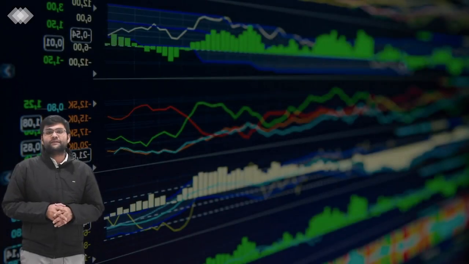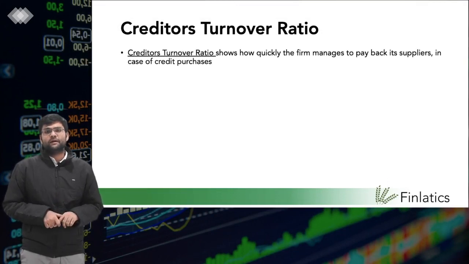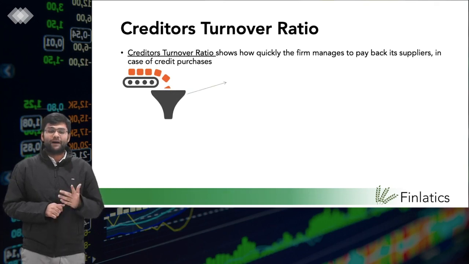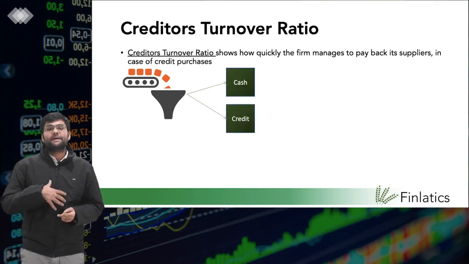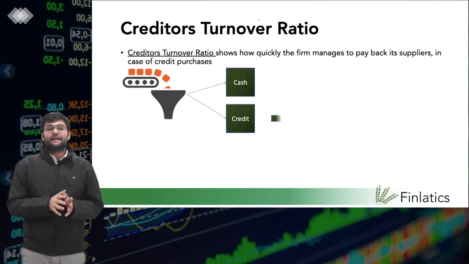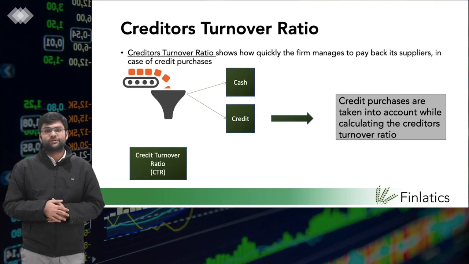The second ratio that we will be covering is creditors turnover ratio. Creditors turnover ratio or CTR measures how quickly a firm is able to pay back its suppliers in terms of credit purchases. A firm purchases raw materials in two manners. One, cash purchases, where the payment is made immediately, and two, credit purchases, when the firm pays its suppliers after a specified period of time. Net credit purchases are taken into account while calculating creditors turnover ratio.